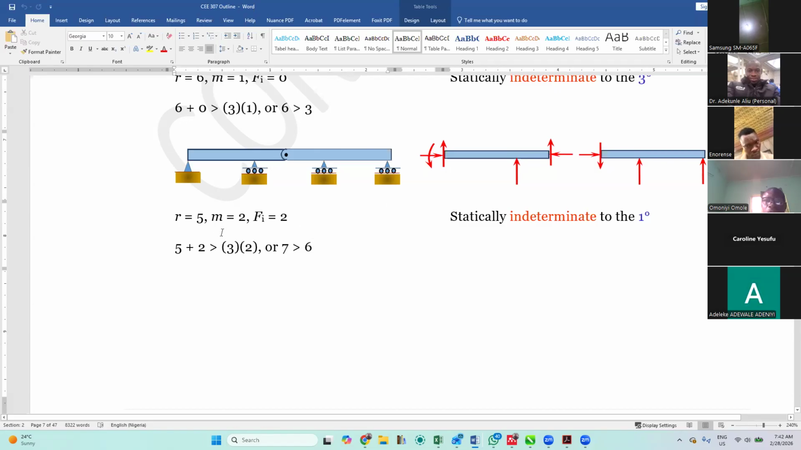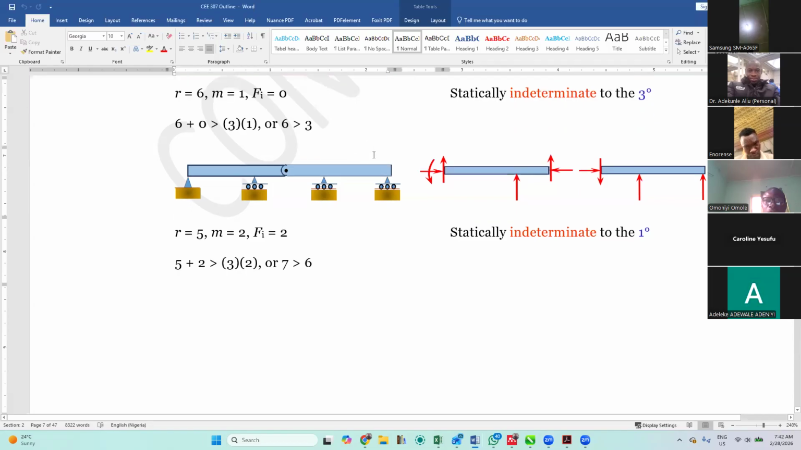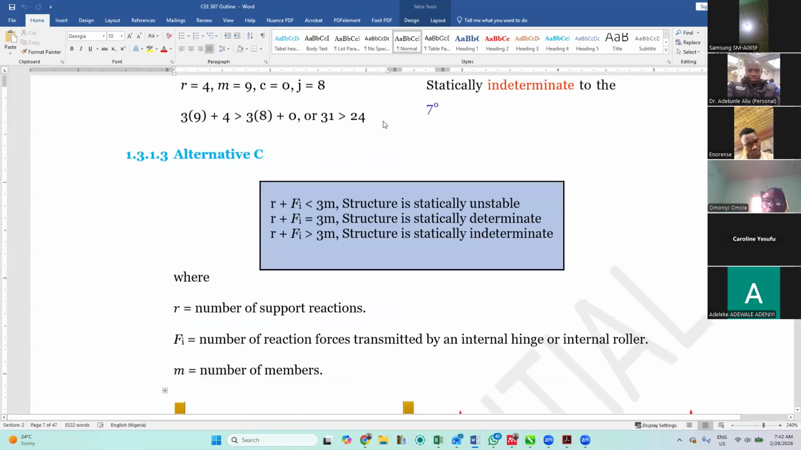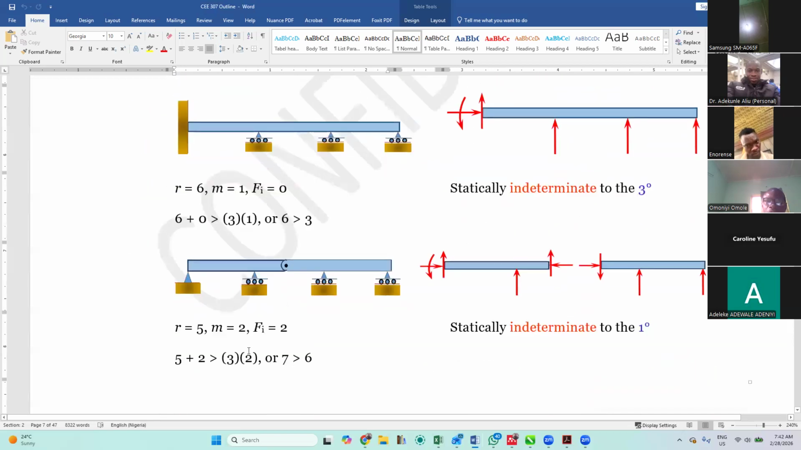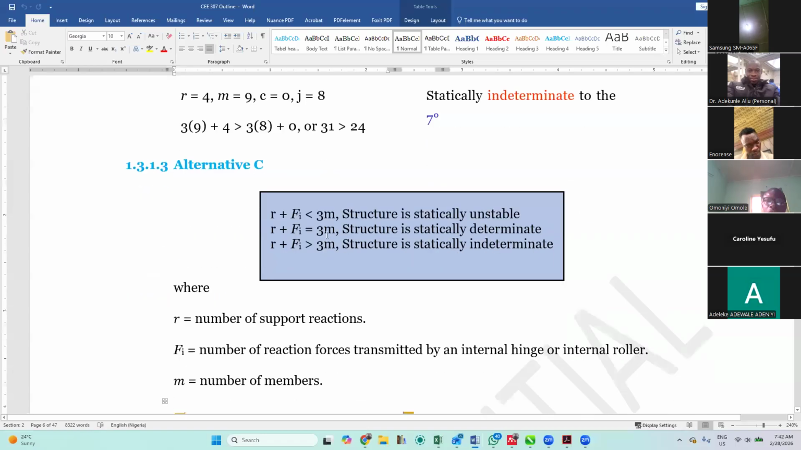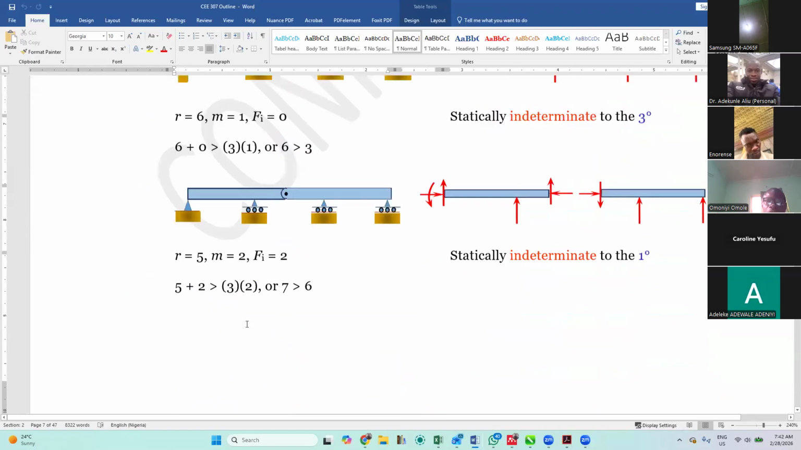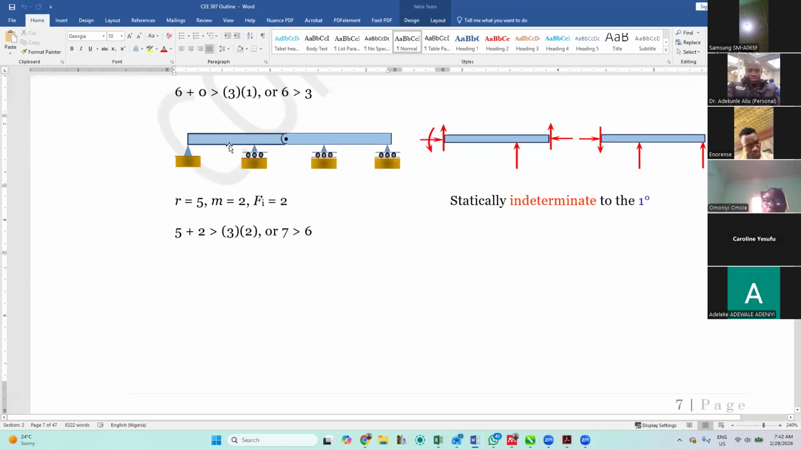Now, if you do the calculation using that equation, we have 5 plus R plus Fi, 5 plus 2, maybe it's greater than or equal to 3n. So our members are 1, 2, 1, 2. Now, if we have two members, by the time we equate it, we have 7 is greater than 6. So it is indeterminate to the first degree because the difference between the two is 1.